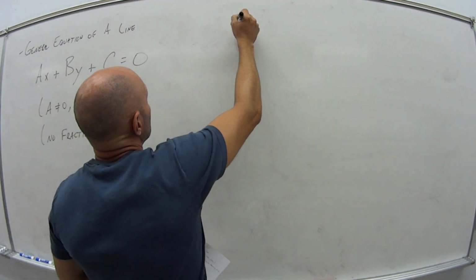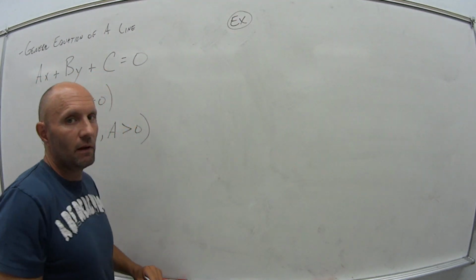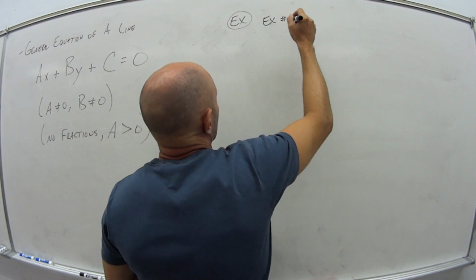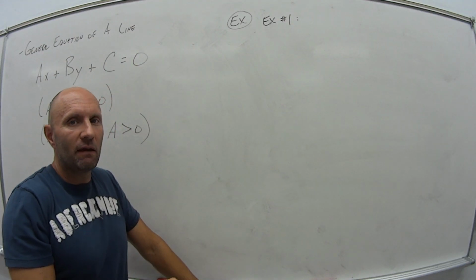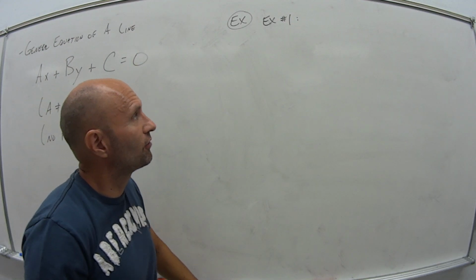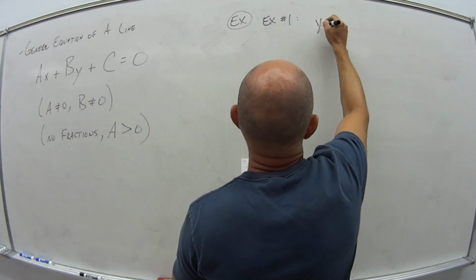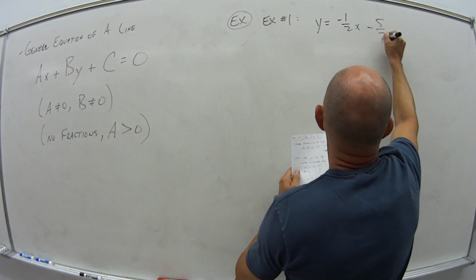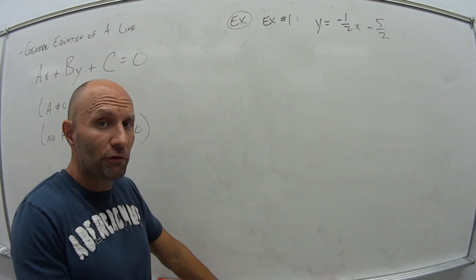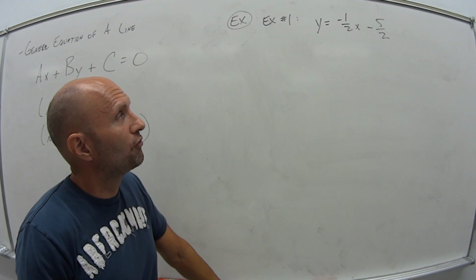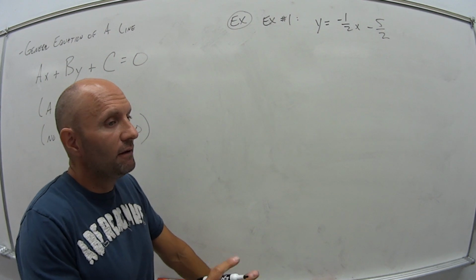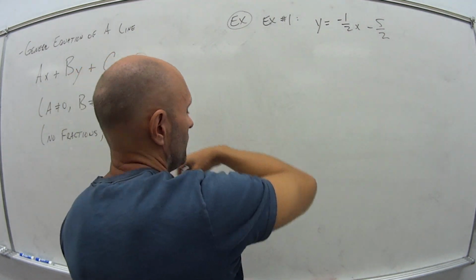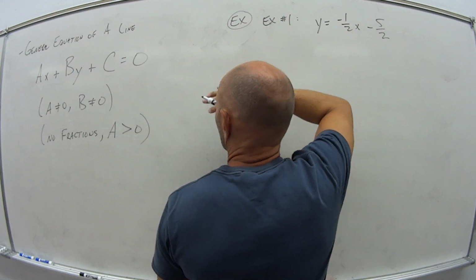Well, if you flip back in your notes a page or so, the first example we had, let's call it example number 1. It gave us the slope, it gave us a point, we found the equation of the line in slope-intercept form, and we had y is equal to negative 1/2 x minus 5/2. That was fine. If this said, write this in general form, well, the first thing we need to do is get everything over on the left, right? So we want 0 on the right-hand side.